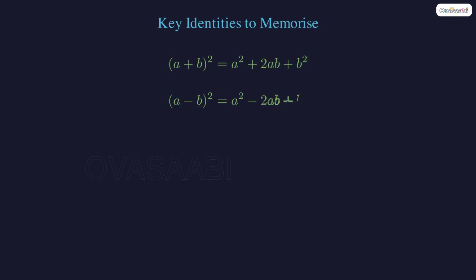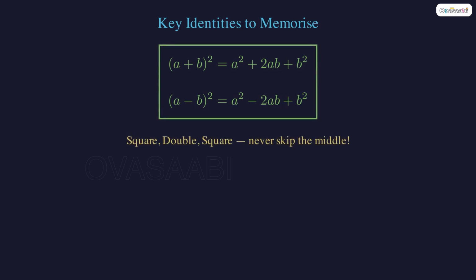Remember, square the first, double the product, square the last: square, double, square. Never skip the middle term. That's your exam weapon.